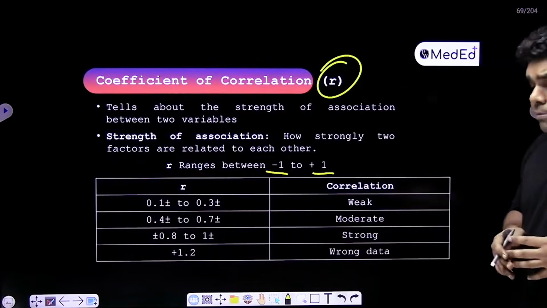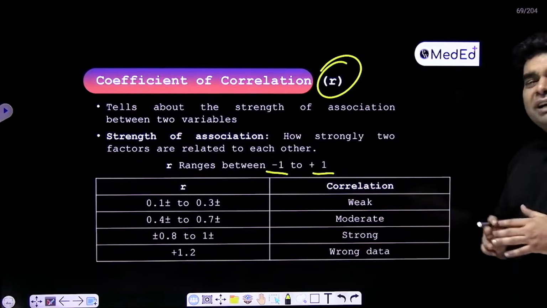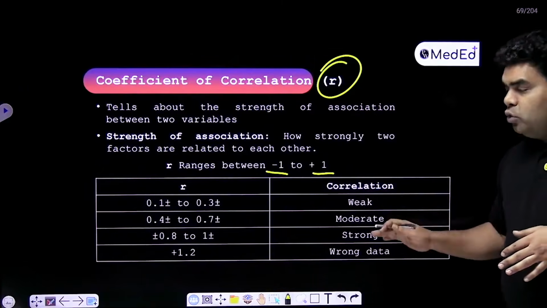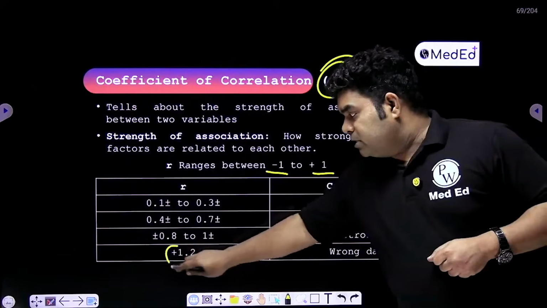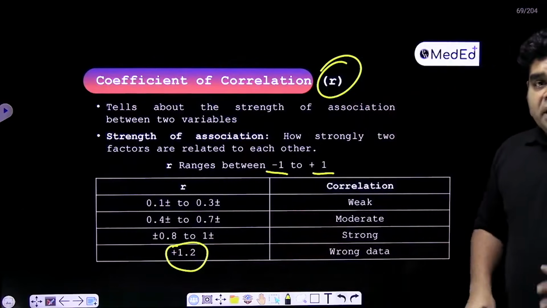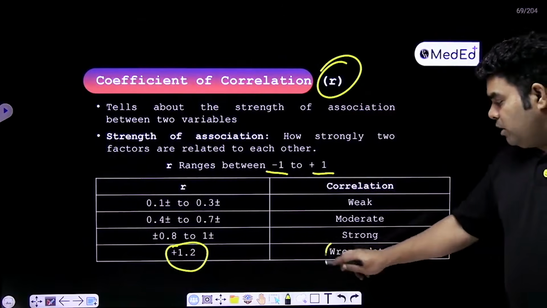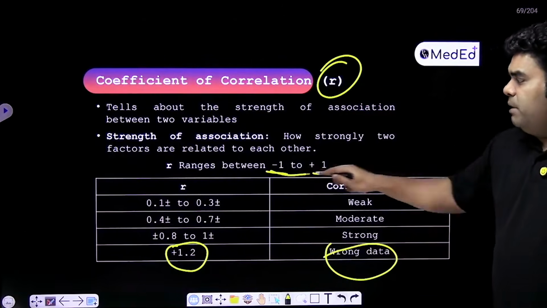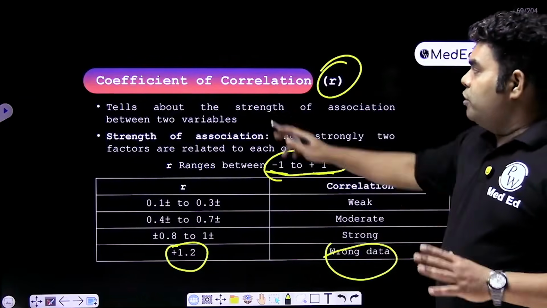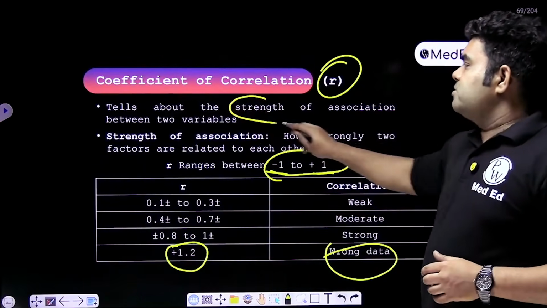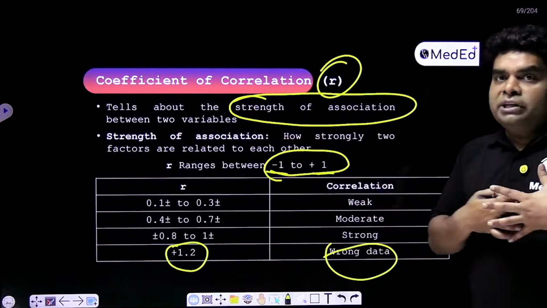And if the value of R is between 0.1 to 0.3, we call the correlation weak. 0.4 to 0.7, we call it moderate. 0.8 to 1, we call it strong. Sometimes in exams, they give the value of R as +1.2 or -2.4. If they give you anything more than +1 or less than -1, it means it's wrong data. Because R can never be less than -1 and can never be more than +1. So what does the coefficient of correlation tell? It tells the strength of association. It tells how strongly two things are associated.